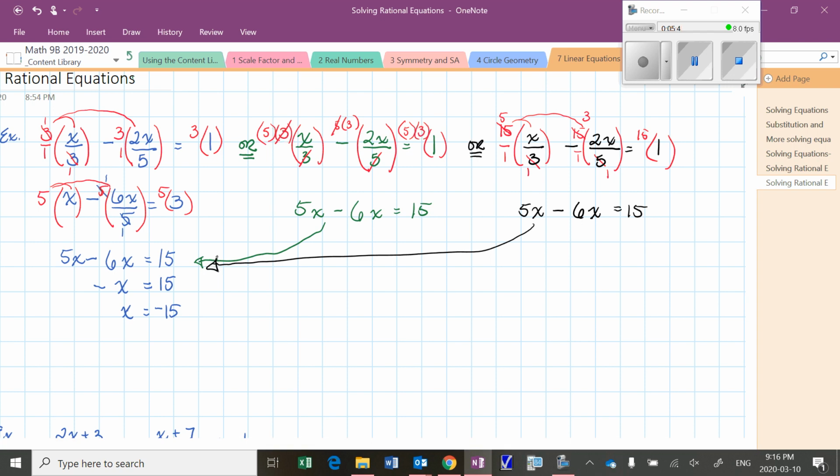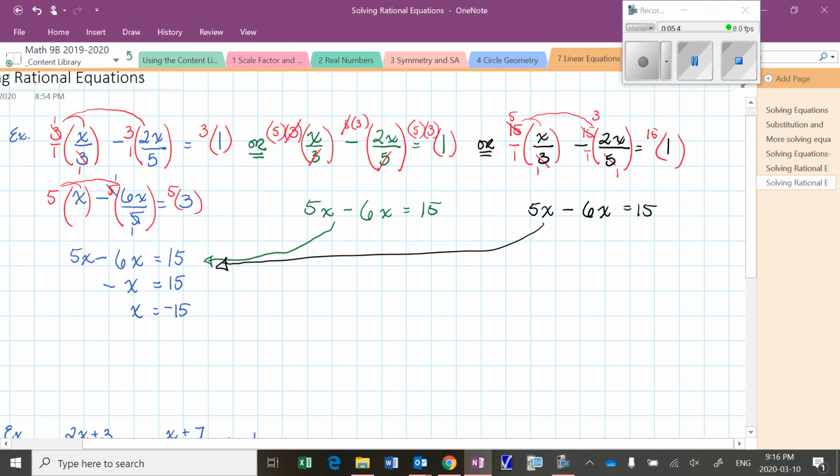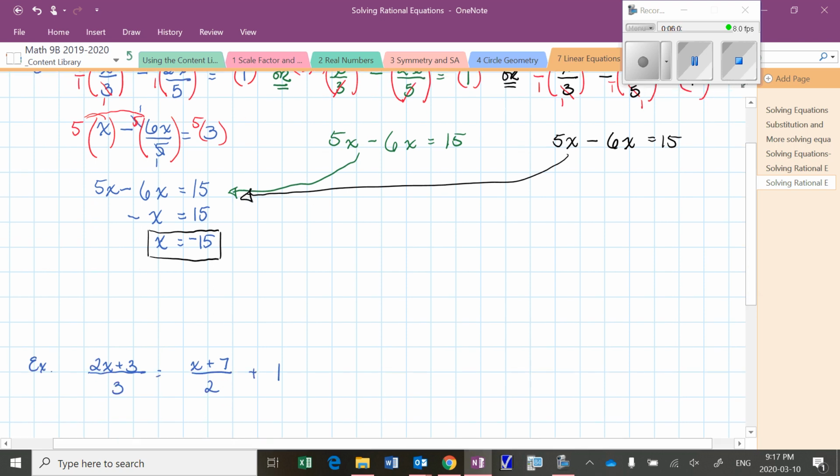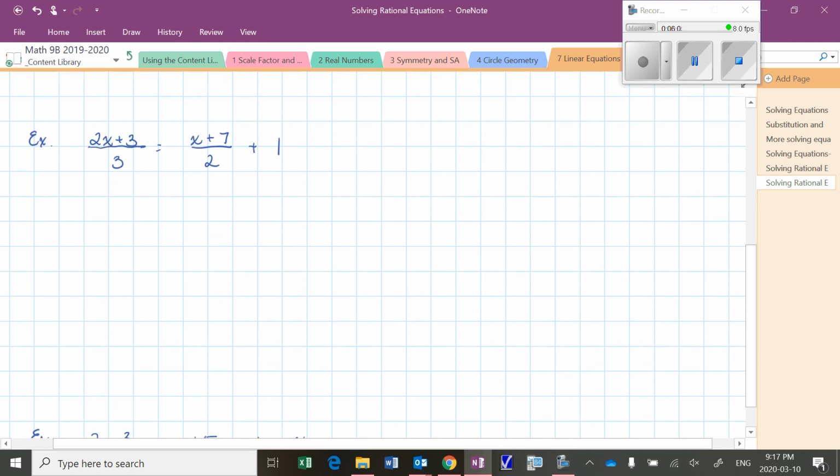A fourth way, of course, would be to find a common denominator first and then combine everything and then multiply by 15. Regardless of which way we do it, we should all come out with the same final answer, that x is equal to negative 15. Okay, so let's go on to the next question. It's going to get a little bit more difficult.